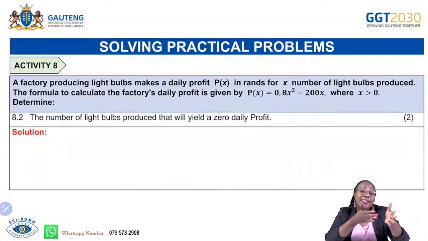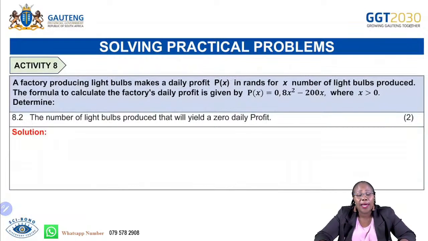Sometimes you might give up thinking that you will never get a profit, but when you continue and persist, there's a point where you will have a profit. So this type of question refers to a case where you are producing, but you will not get a profit at first. Okay, let's see now how many bulbs will give us zero profit.